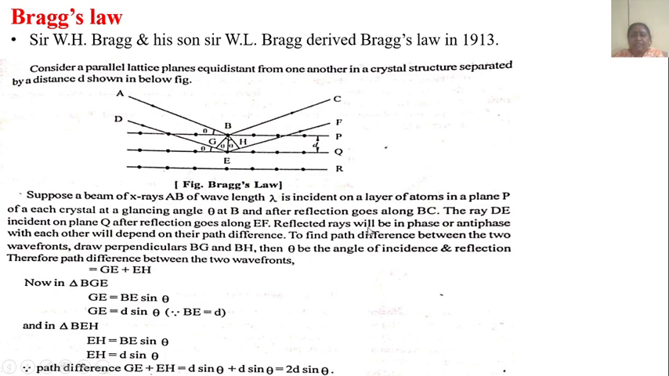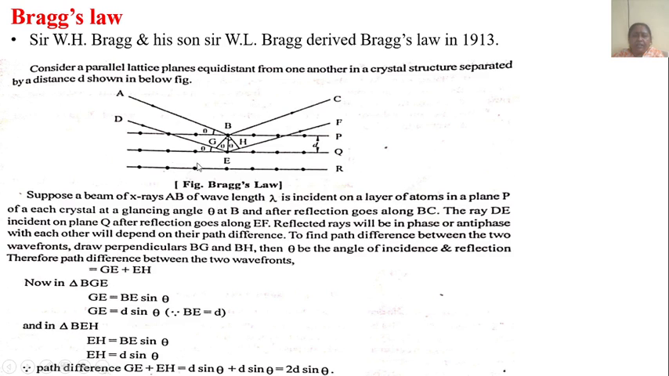Now whether the reflected rays will be in phase or antiphase with each other depends on their path difference. To find the path difference between the two wavefronts, draw perpendiculars BG and BH, where theta is the angle of incidence and reflection. Therefore, the path difference between the two wavefronts is GE plus EH.